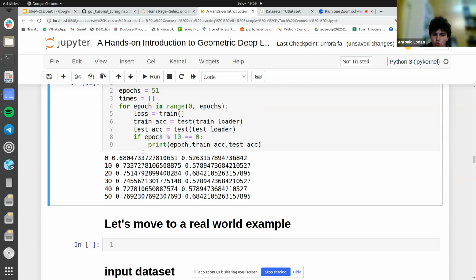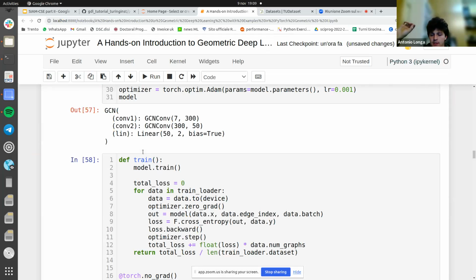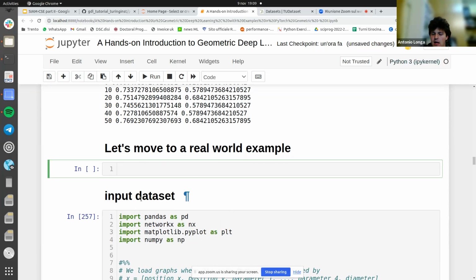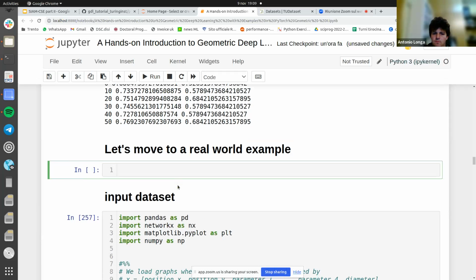Do you have questions so far? Because so far we saw a node classification problem and then a graph classification problem, okay? And now what I would like to show you is a real world data set. Is it okay if I go forward, or do you have questions?